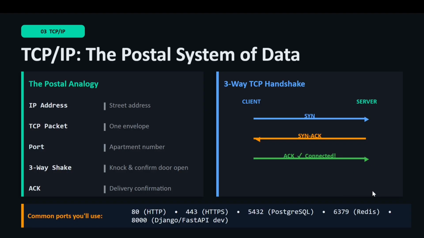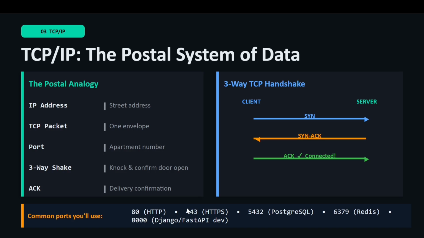Now look at the bottom of this slide. You see the common ports that you will be using. These ports are numbers that you will see constantly as a backend developer. We have port 80, which is HTTP. We have port 443, which is HTTPS.